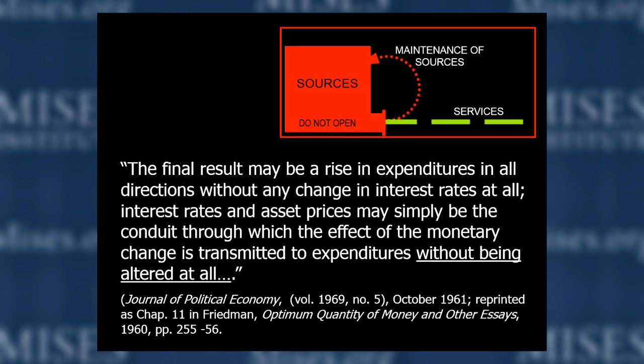And he goes on about this. The final result may be a rise in expenditures in all directions without any change in interest rates at all. Interest rates and asset prices may simply be the conduit through which the effect of the monetary change is transmitted to expenditures without being altered at all. All right. Now, what you see here, if you go back and read this, is that he's really showing what a Hayekian recession would be. Except with Hayek, there's a time element, and bad things happen when the Fed is pumping money into the system. And it doesn't make its changes all at once with no lasting effect, all right?